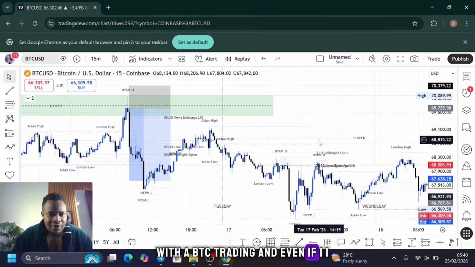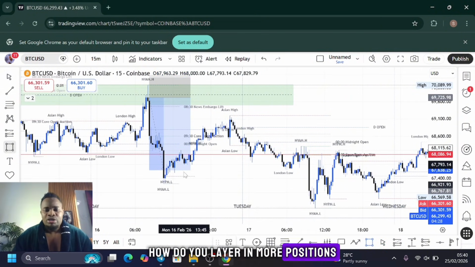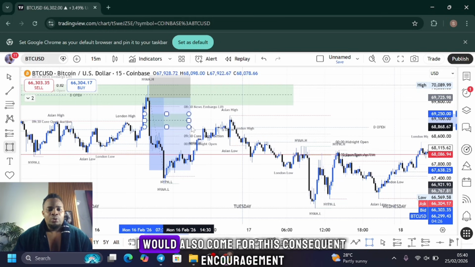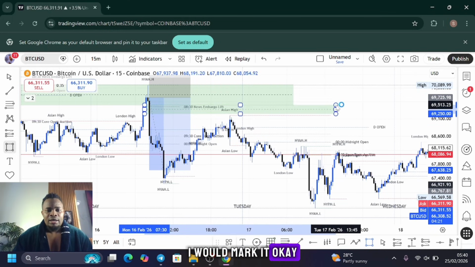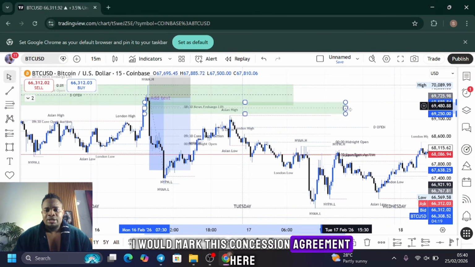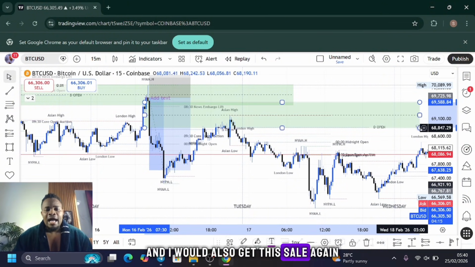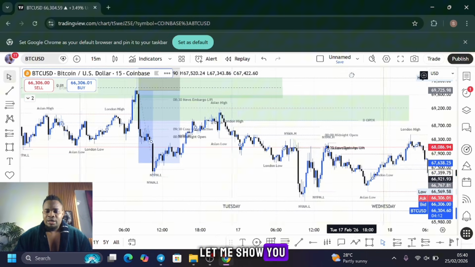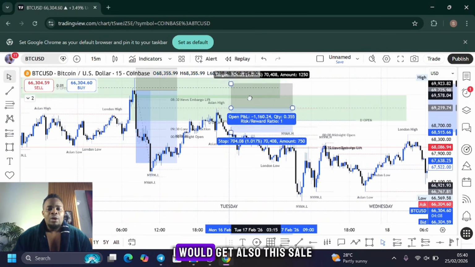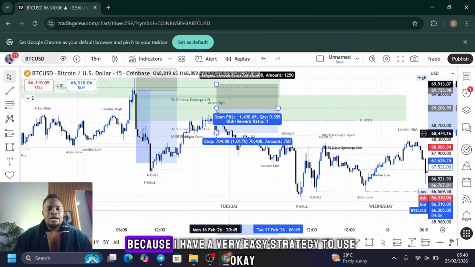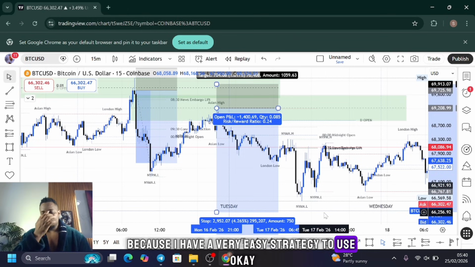And even if I wanted a re-entry, those people who ask how do you layer in more positions, it would also come from this consequent encroachment. I would mark this consequent encroachment here, and I would also get this sell again. Let me show you. If I was trading BTC, after getting that sell, I would get also this sell because I have a very easy strategy to use, okay.